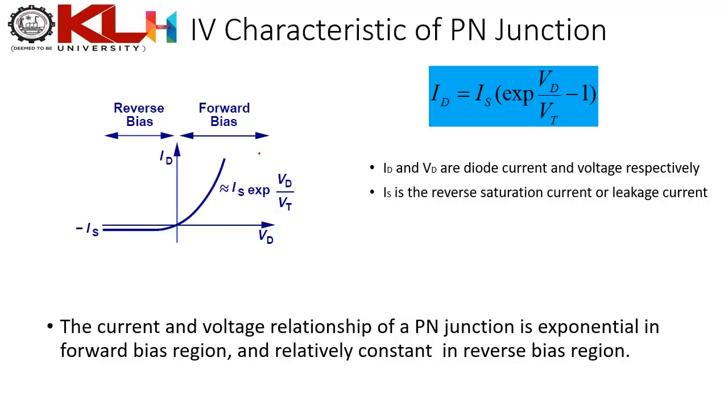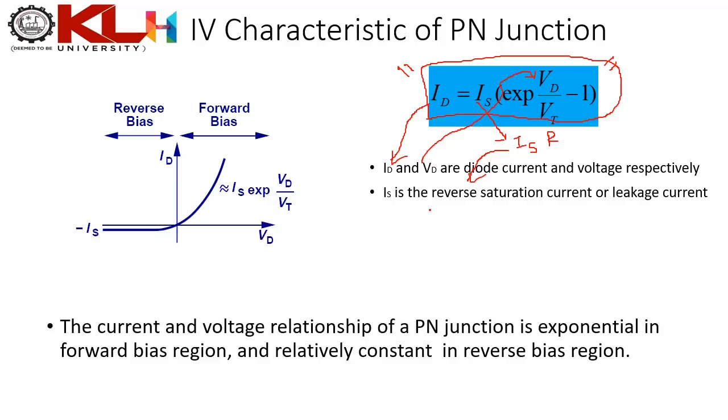Now this is how we summarize the PN junction. You might have to remember this. This is the diode current equation, also called the diode IV equation. Here Id is the current that is passing through the diode, and Vd is nothing but the voltage across the diode. And Is is a reverse saturation current.